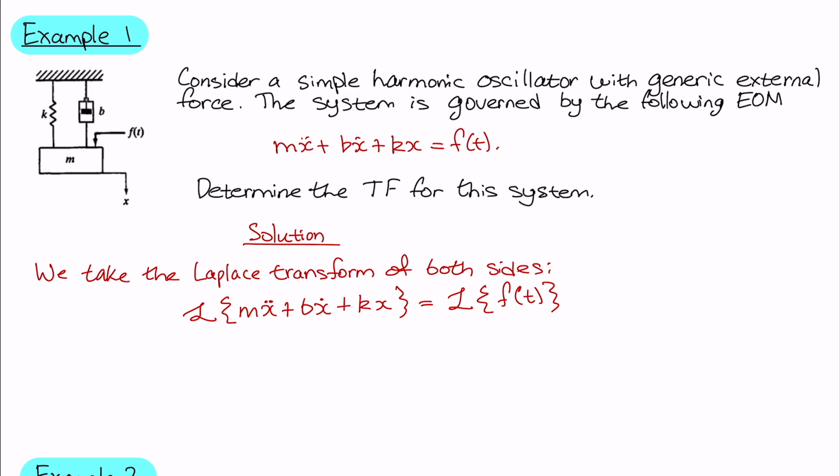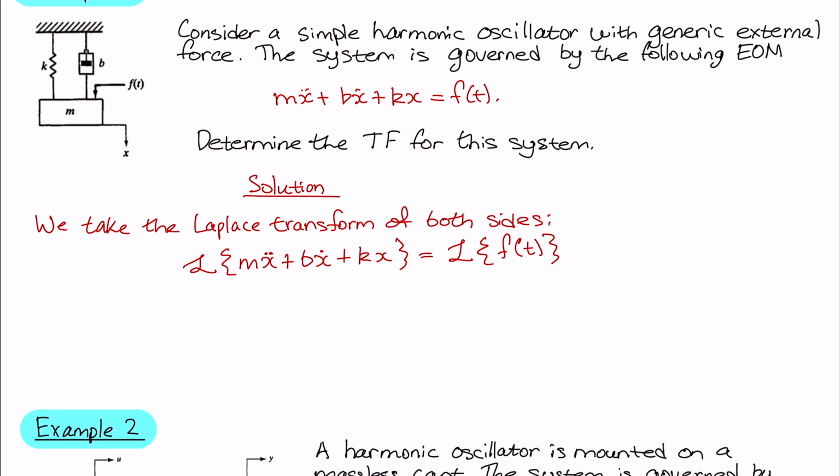So take the Laplace transform of both sides. We're going to get here ms squared plus bs plus k, all of that multiplied by big X of s. And here we're assuming 0 initial conditions, so none of the initial conditions show up because they're all 0. And that's then equal to F of s, where again f of t was our just generic forcing function.